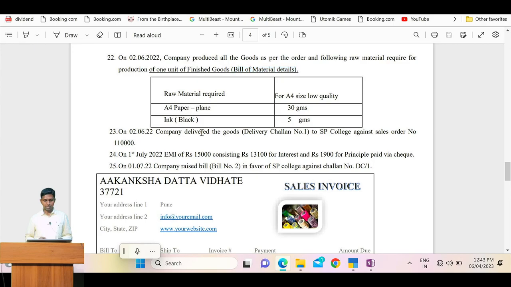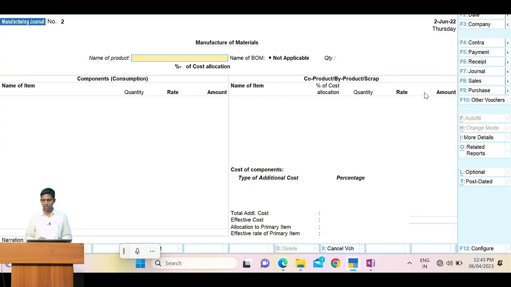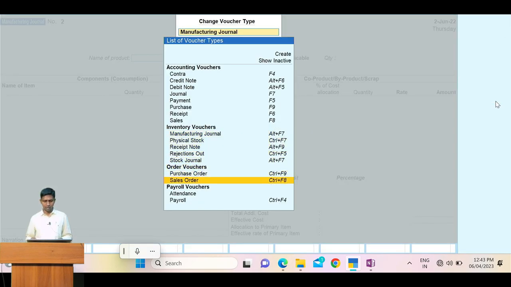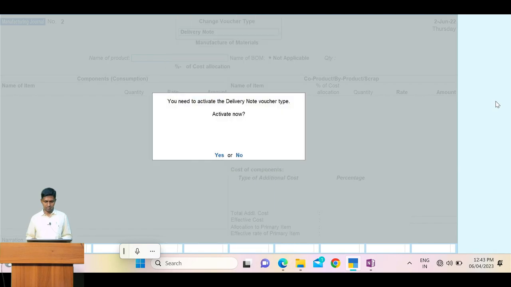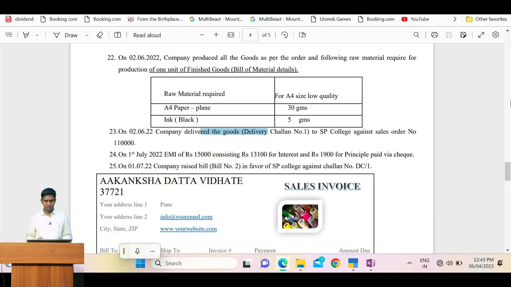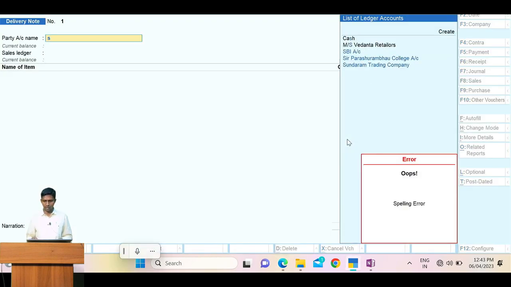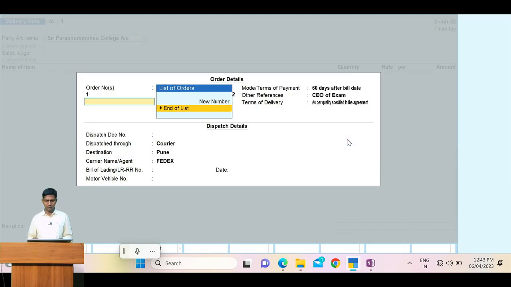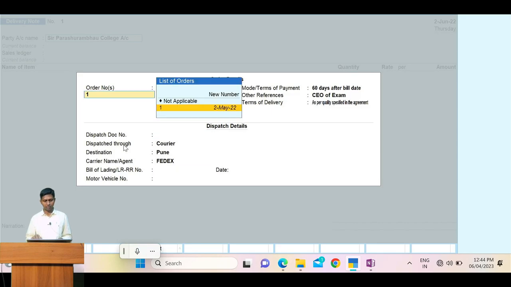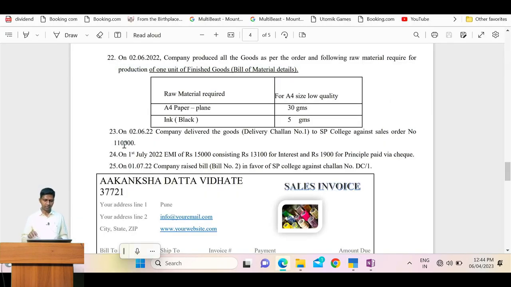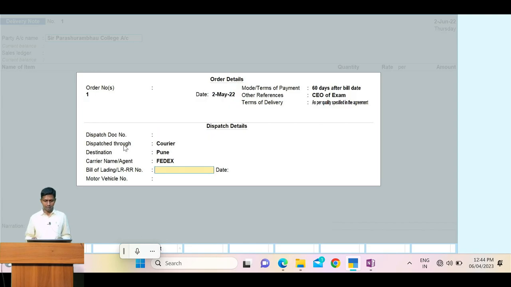Now then on the 2nd June, the company delivers goods, and in DC1 you have delivered the goods. That means you are giving a delivery note entry. Delivery note, I think you will get in other voucher types only. Delivery note, is there, yes, somewhere here, delivery note, activate. And then in the delivery note, you are delivering goods to SP College, party name SP College, select Sir Parshuram Rao, not SP. Against this note, challan delivery number one, against sales order number, that is correct. Sales order, this is order number one. Instead of typing this number, it is the party's number, but your number is one, correct, therefore this is correct.